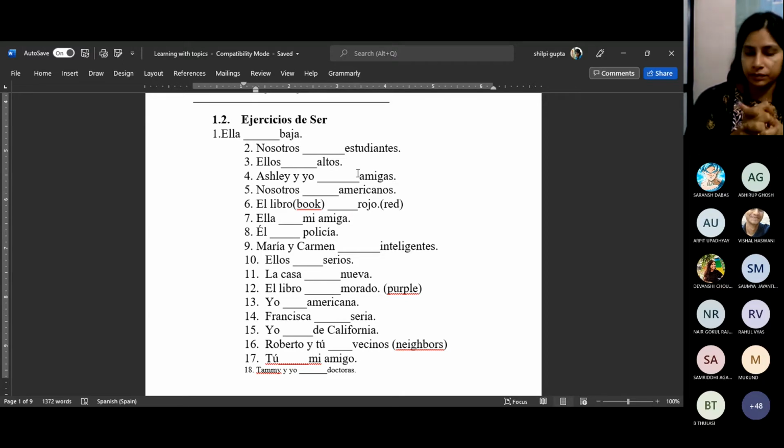Number six. El libro es rojo. Yes, el libro es rojo. Vale, muy bien. Number seven. Ella es mi amiga. What is mi amiga? My friend. Yeah, so see, you are all guessing already, and your guesses are correct. Mi amiga is my friend. Okay, so ella es mi amiga. Number eight. Ella es policía. Él es policía. Policía is police, okay? Number nine.